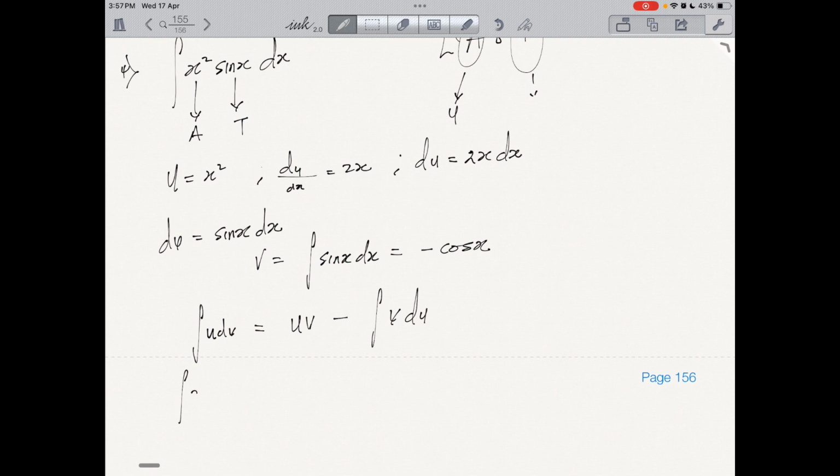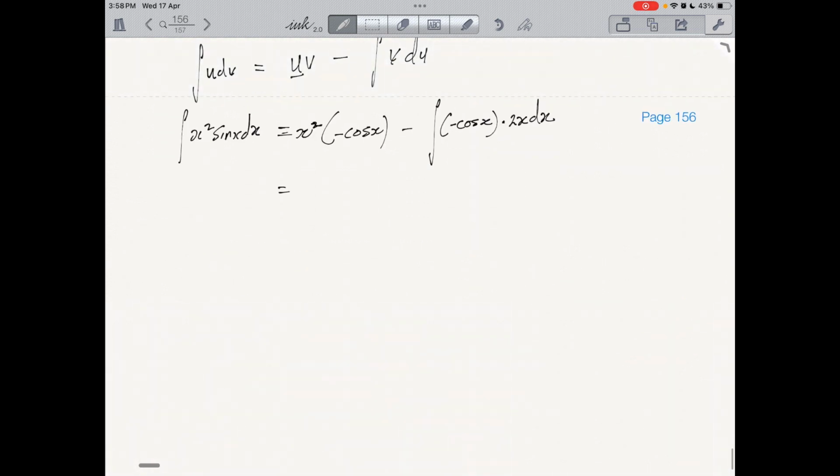Now the integral of u, that's x squared, dv, that's sine x dx, which is the question, is equal to u, x squared, times v, minus cos x, minus integral of v again, minus cos x, multiplied by du, which is 2x dx.